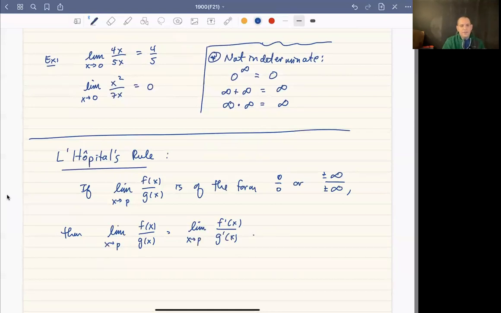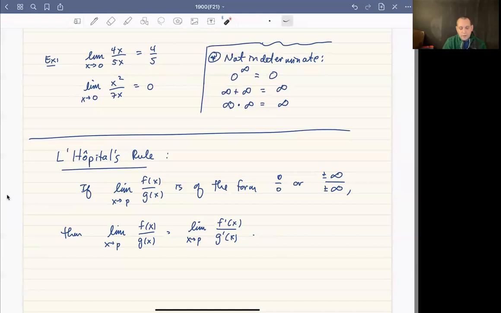There are a few things I want to point out right away. The first is that p can be any real number that you want, or this also works if p is infinity or minus infinity. The second thing is that when we differentiate f and g, we are not differentiating the quotient. We do not use the quotient rule. We're differentiating the numerator and the denominator separately, and that's very important. We just differentiate the numerator, then we differentiate the denominator, and then we put them in the numerator and denominator. And so this is L'Hopital's rule.